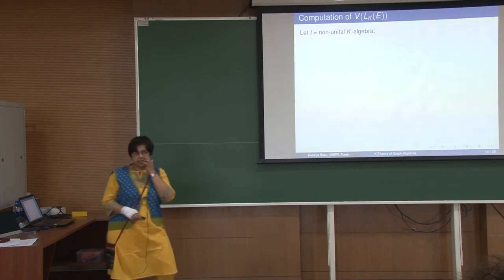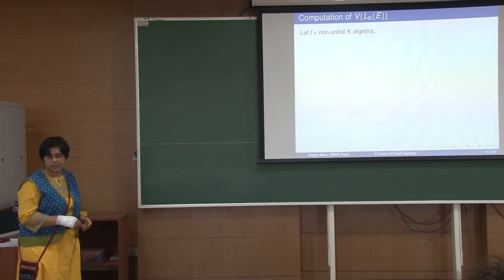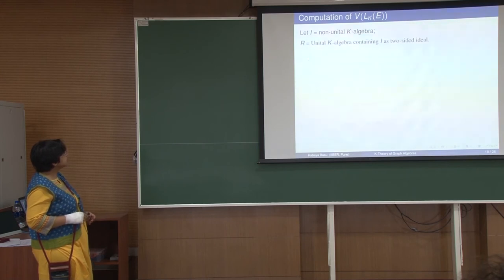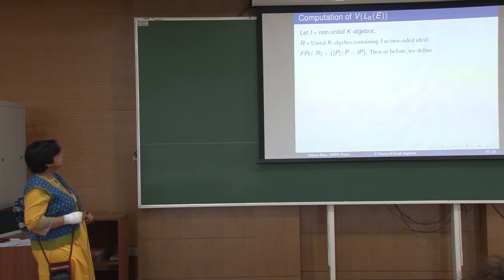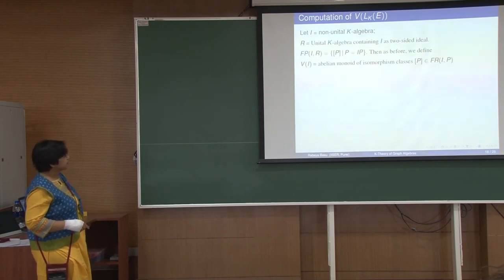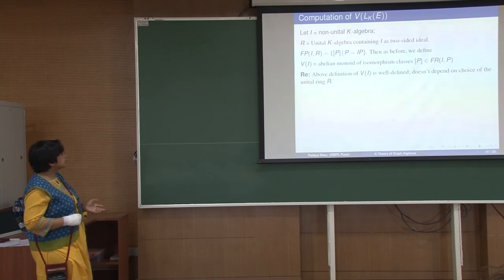Now our problem is that many times L_K is non-unital. So we start with I a non-unital K-algebra, and R a unital K-algebra containing I as a two-sided ideal. We define FP(I,R) as the class of all projective modules P such that P equals IP. Then, as before, we define V(I), the abelian monoid of isomorphism classes of these P. Don't confuse it with the previous P. The above definition of V(I) is well defined; it doesn't depend on the choice of the ambient ring.